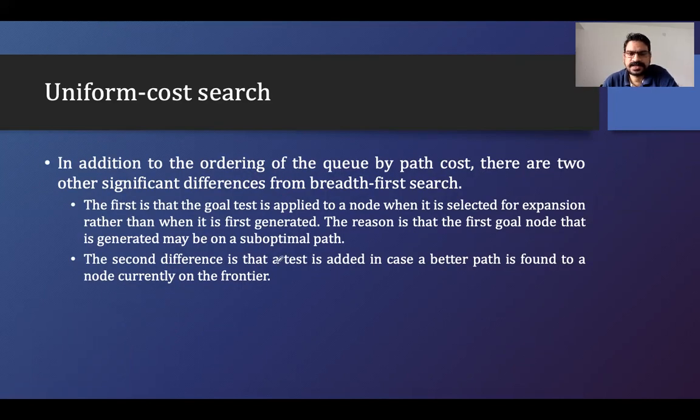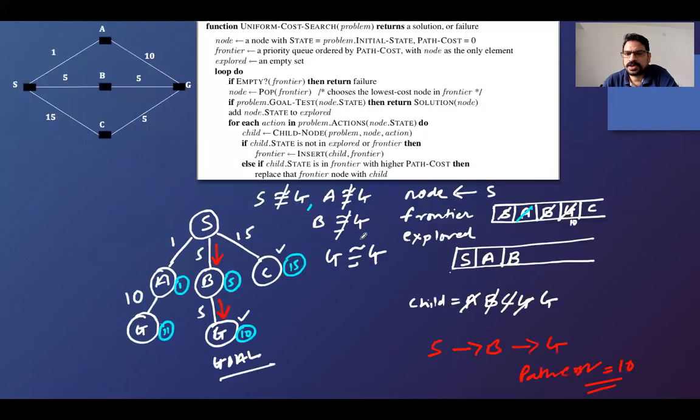The second difference is that a test is added in case a better path is found to a node currently in the frontier. So we find the better path because of the frontier list. Because the frontier list is sorted based on the path cost, we'll find out the better solution.